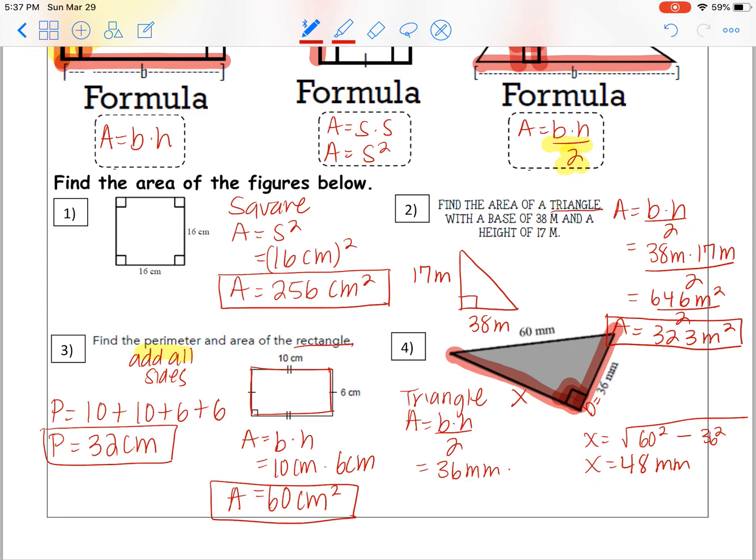Once we do that, then we can come back to our formula to continue calculating the area of this triangle. So 36 times 48 divided by 2 gives us 864 millimeters squared. Super important, guys. When the height is not given to you, don't forget to use the Pythagorean theorem to find that missing dimension. Thank you.